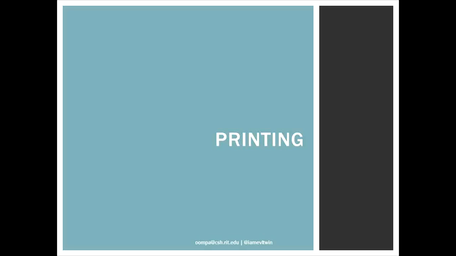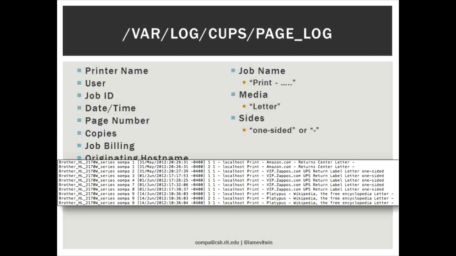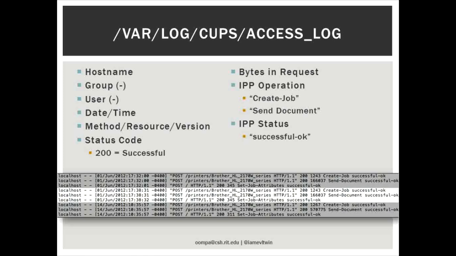Now, a little tidbit that some people might find interesting is printing. Macs use the Common Unix Printing System, or CUPS, which is a very Unix printing system, and it records all the data shown here: what the printer is, date and times, the job ID, number of pages, the system host name, and a little bit of metadata about the print job. So the job name, which is usually the page title or the document title, what type of paper it used, letter size, legal size, and whether it was one-sided, double-sided, or what have you.